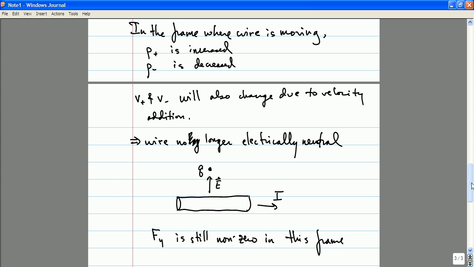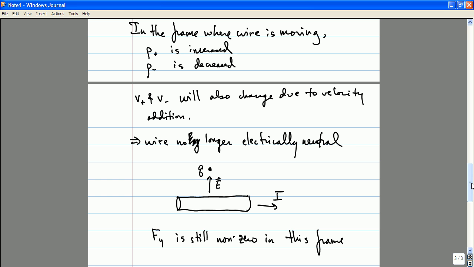Okay, I mean it's a little subtle. Is this a multipole expansion? No, this is not a multipole expansion. It's just the statement that, for example, V plus and V minus will change due to the velocity addition formulas, and lengths will be contracted or dilated according to these formulas.